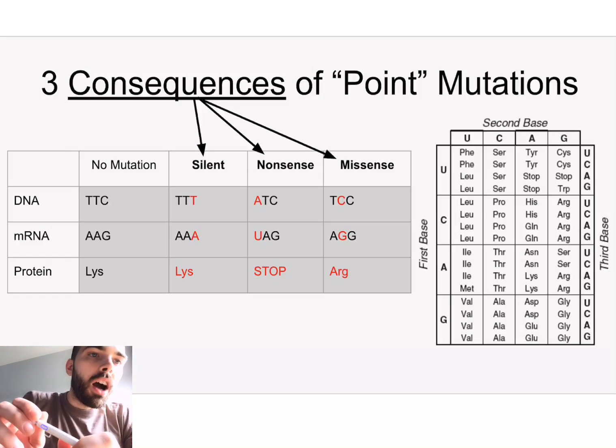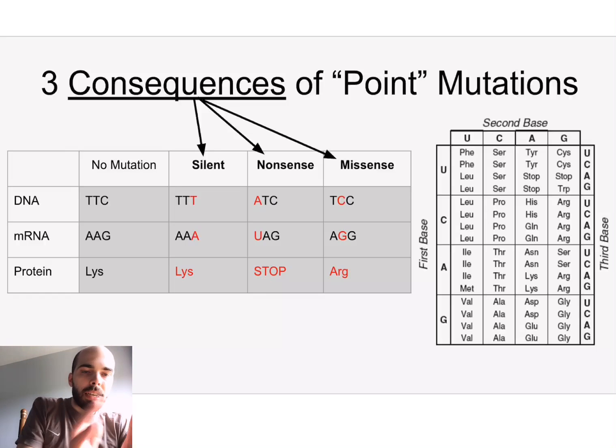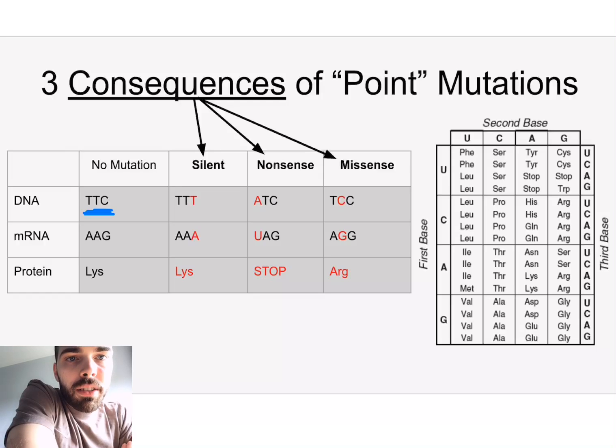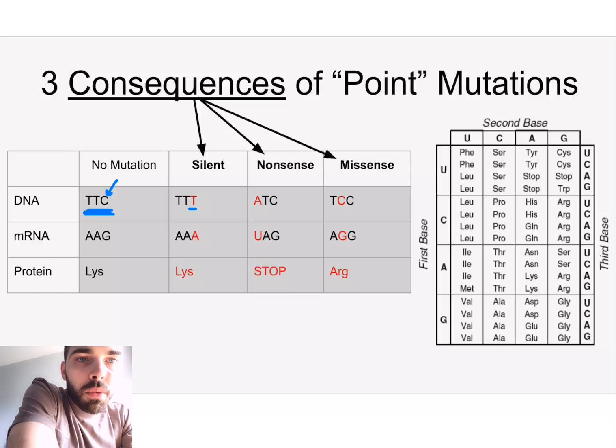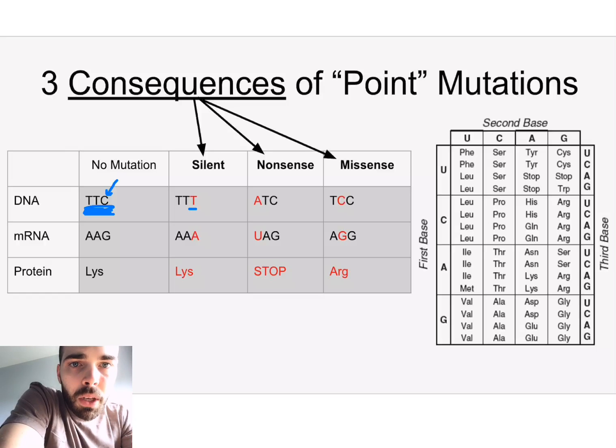And then you can have 3 consequences of a point mutation. So, for example, this is our original piece of DNA here, TTC. Well, if I take that C and I substitute it for a T, then we can figure out what the consequence of that would be, just by comparing what would happen if there were no mutation and what would happen now that we have a mutation. So let's see what happens. TTC, when we transcribe that sequence into mRNA, it would make AAG. And then when we translate AAG into a protein, it's going to give us the amino acid LYS, lysine. All right?